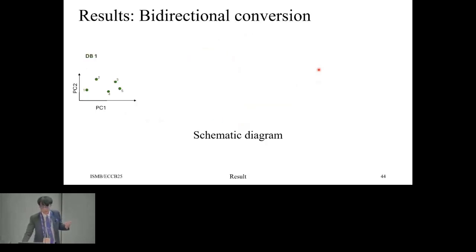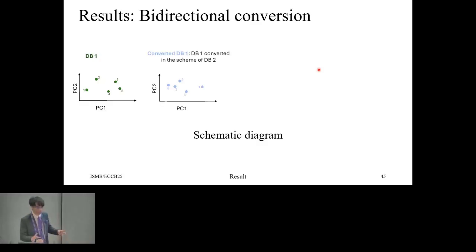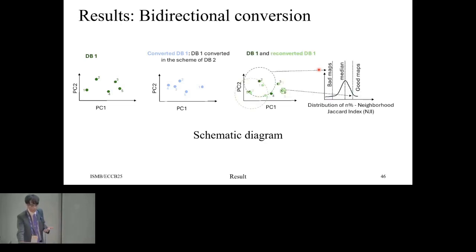So let's say we make a PCA plot of database one, with principal component one and two. Now when we map them into the database scheme of database two, let's say it looks something like this. So they move around because it's a new space. When you reconvert them, those light green dots should actually fall where they originated, right? And if they are in the same space, then the neighborhood should also be the same.